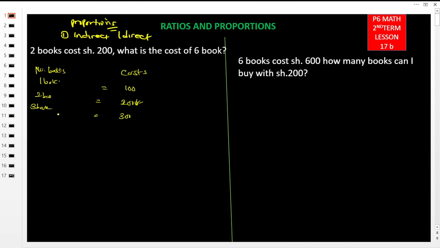Now if there are three books, then we are going to get 300. What does this mean? This means that if the number of books increases, even the amount of money does what? Increases. If books they double, even the amount of money does what? Doubles. So here they have doubled, even the money has doubled. When they are 3, then the money also increases. So this is what we call direct proportion.